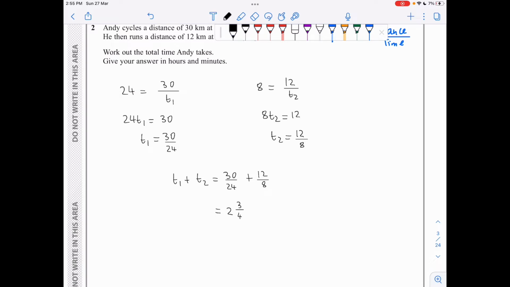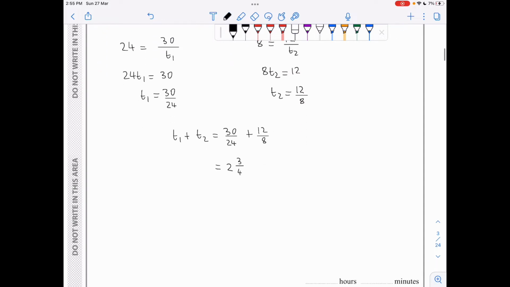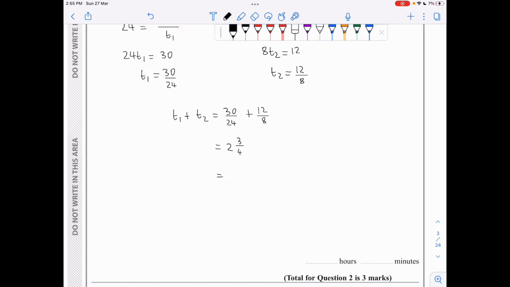Now, we have been specified to give our answer in hours and minutes. We know that a quarter of an hour is 15 minutes. That means that 3/4 is 45 minutes. So the answer should be 2 hours, 45 minutes.